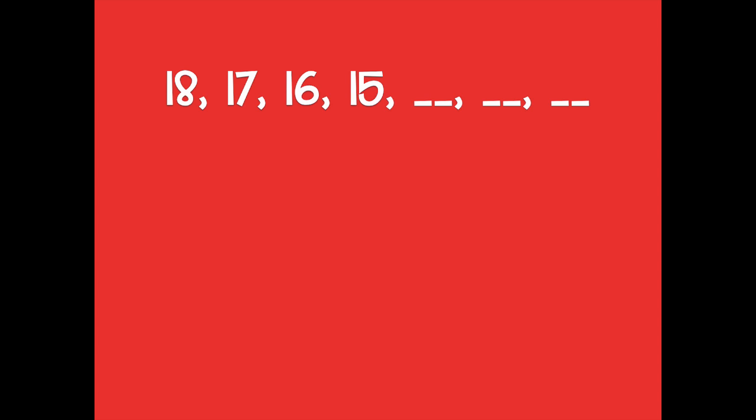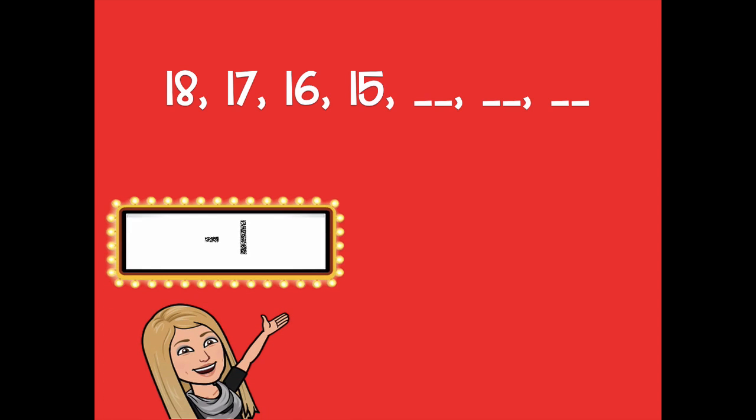All right, friends, so let's identify the rule first. It is -1. Awesome. So friends, what would be the next 3 numbers if we are subtracting 1 each time? Yeah, so it would be 14, 13, 12. We're just taking 1 away each time.